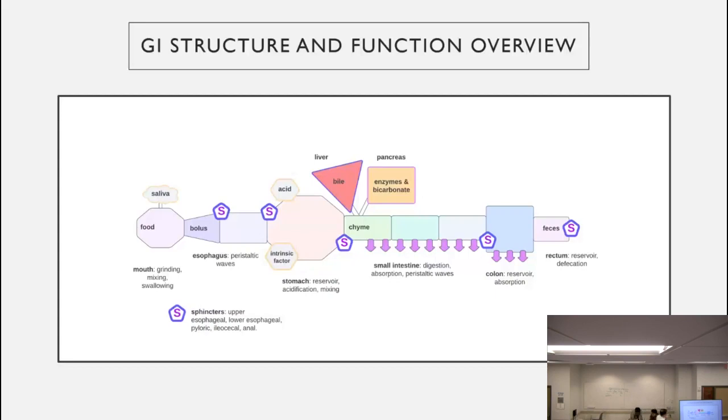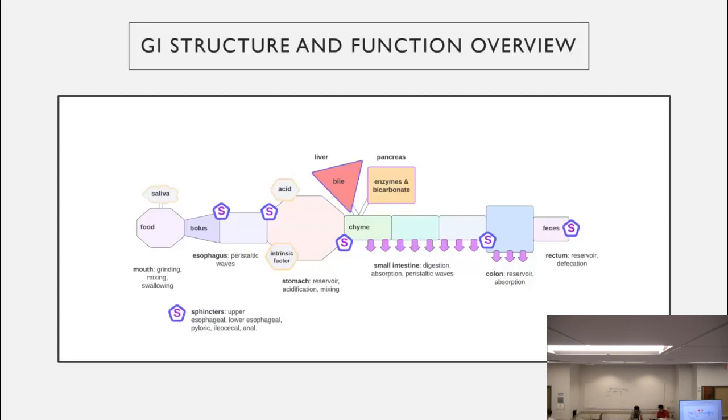Notice that to pass the food through the esophagus, you need to overcome two sphincters. One is called the upper esophageal sphincter, just at the junction between the pharynx and the esophagus. And then we have the lower esophageal sphincter. From there, the food is going to enter the stomach.